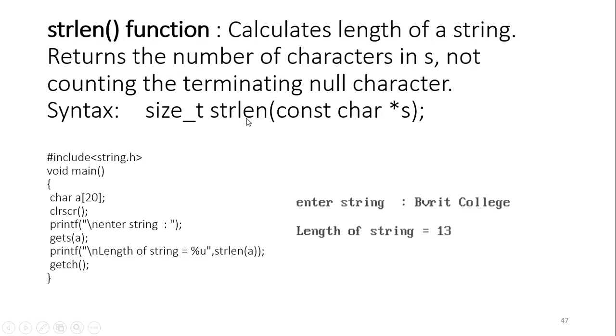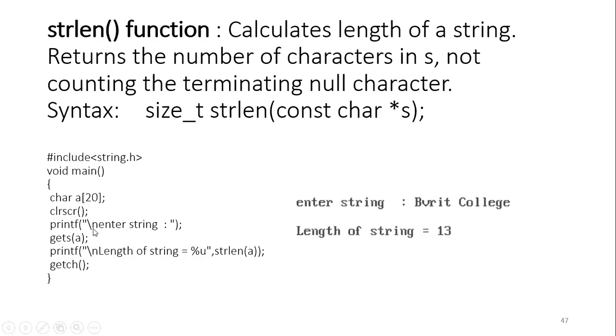The syntax is strlen, which accepts a string as a parameter. It will return size underscore t. Size underscore t is nothing but an unsigned integer, which contains only positive integer values. So strlen returns the length of the string. The length of the string cannot be negative, so it should be an unsigned integer. An unsigned integer in general can be denoted by using size underscore t.